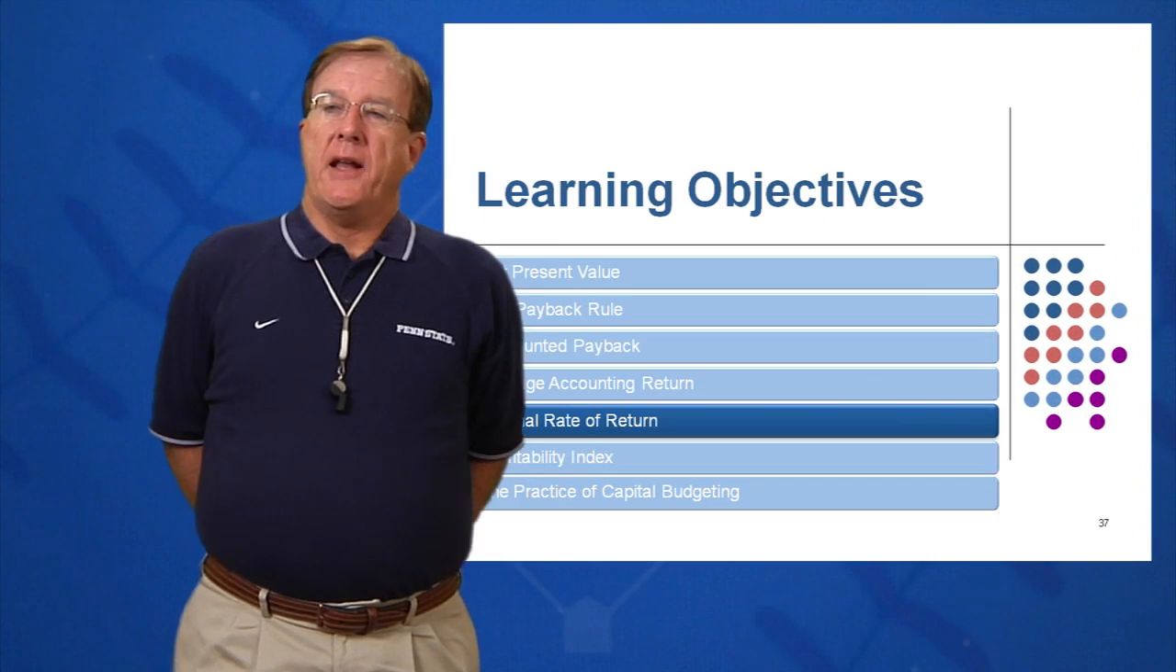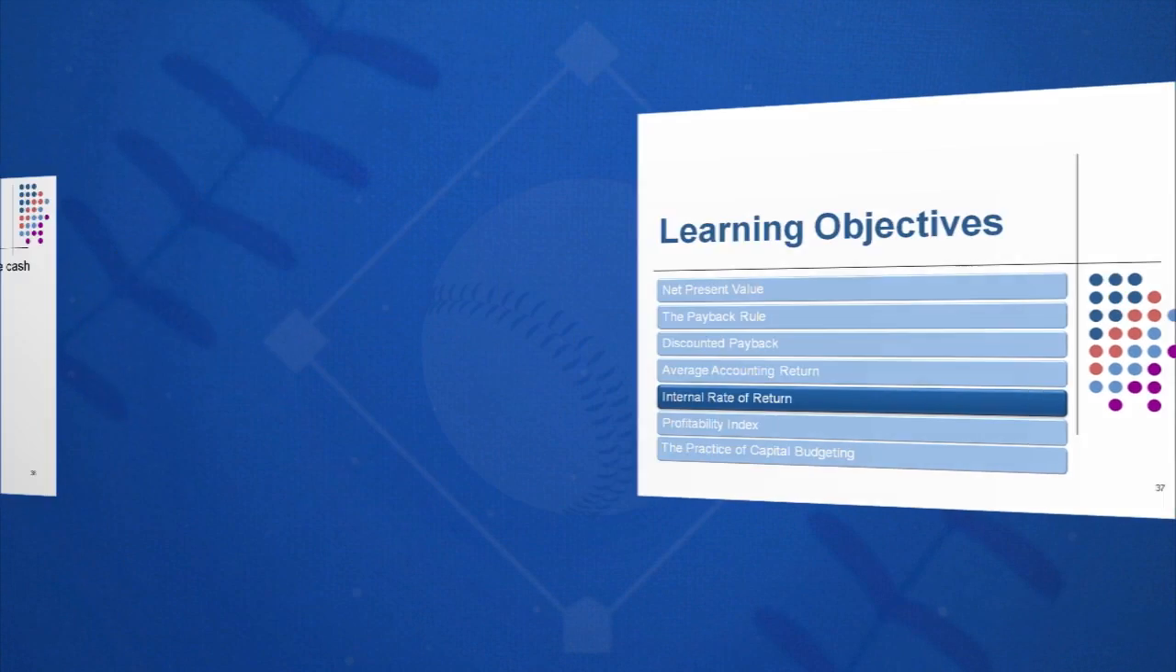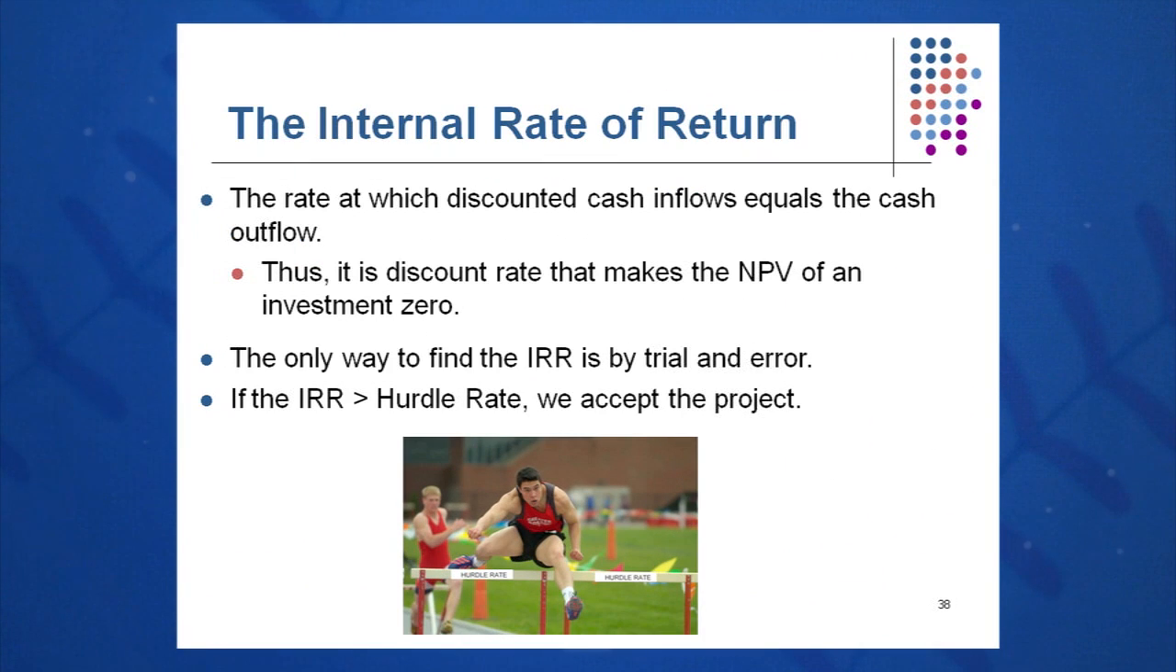The fifth learning objective that we want to look at is internal rate of return. This is the fifth method for evaluating major capital investments, heavily used in industry for the past 20 or so years, and will continue to be used heavily. There are some drawbacks to the IRR, however. This is the rate at which my discounted cash inflows equal my cash outflow, the discount rate, in effect, that makes the NPV of an investment zero.